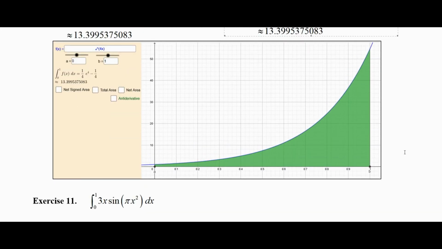All right, how about another one for you to practice? The definite integral from 0 to 1 of 3x sine of pi x squared dx. See if you can do this one yourself. Press pause now.